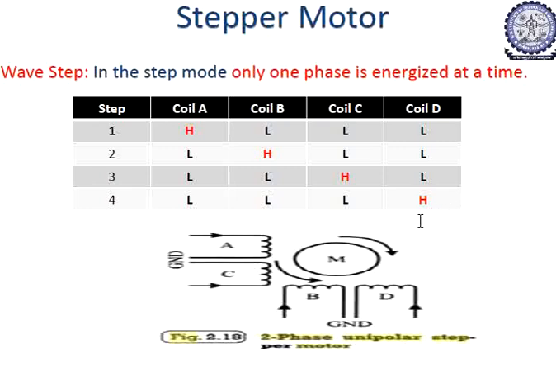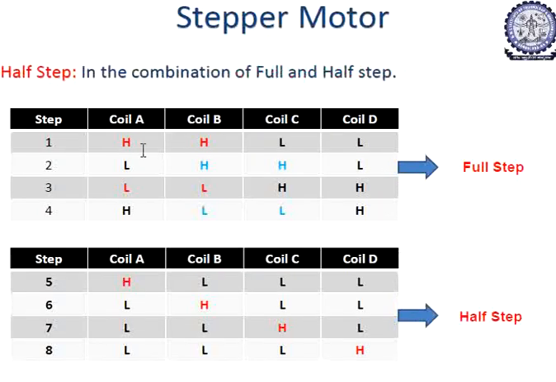So this is called the wave step. And the next one is the combination of full step and half step. The wave step will become the wave step here. So here I have written it as a half step, but it is a wave step.